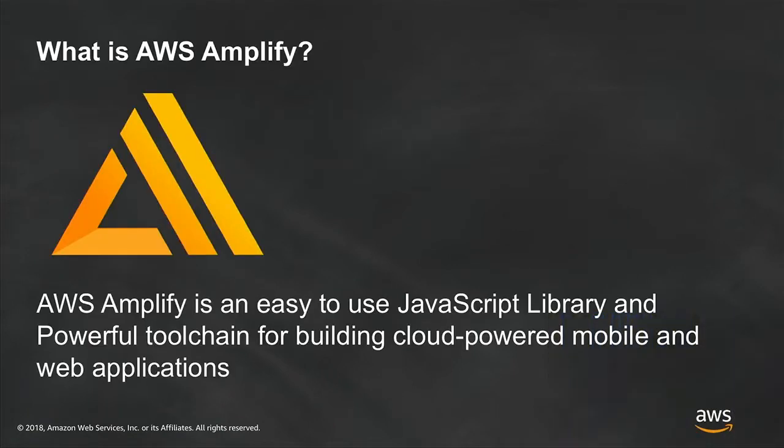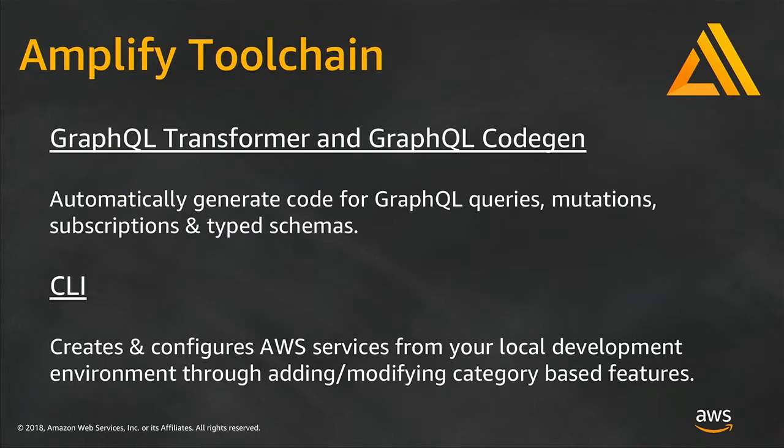So what is Amplify? Amplify is an easy-to-use JavaScript library and powerful toolchain for building cloud-powered mobile and web apps. The piece I won't talk about today is the JavaScript library, which is how AWS Amplify started. But we're going to talk about the toolchain piece of it, which is two pieces. One is the GraphQL transformer and GraphQL Codegen. So this automatically generates code for GraphQL queries, mutations, subscriptions, and type schemas. Now, if you're not familiar with GraphQL, then that might not really be helpful to you. But in the next talk, the workshop, if you're new to GraphQL APIs and you want to learn, the next session is going to be great.